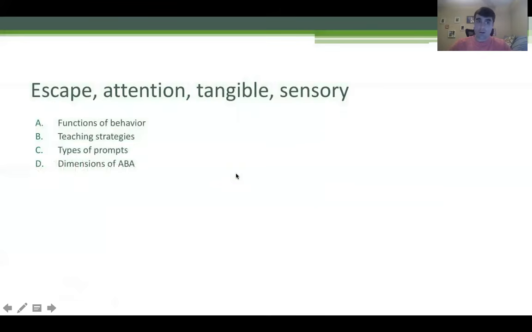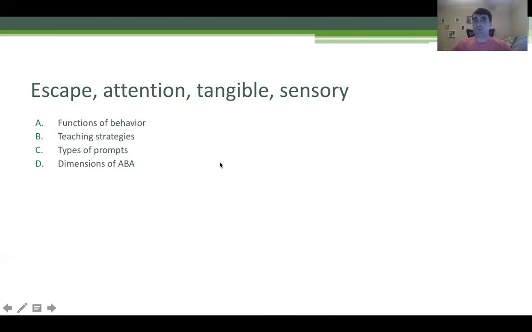Okay. Question 1. Escape, attention, tangible, and sensory. This should be automatic. This should be the easiest question on the test. If you don't know anything else as an RBT, you need to know this. So when you hear escape, attention, tangible, or sensory, what should you think? Should you think functions, teaching strategies, types of prompts, or dimensions? This is easy. Functions. If you don't know anything else, you have to know these 4 functions of behavior.